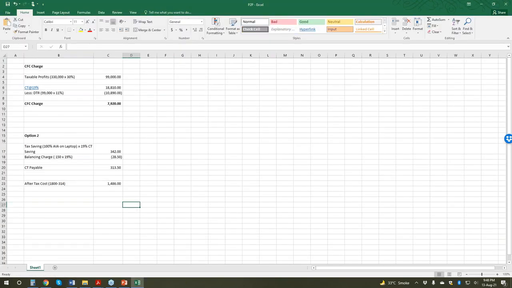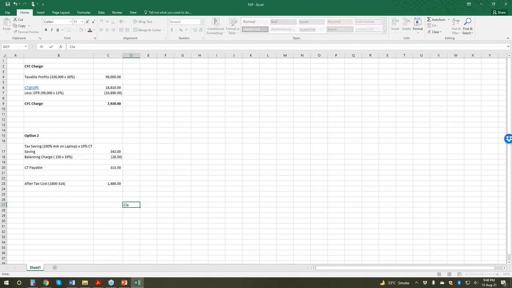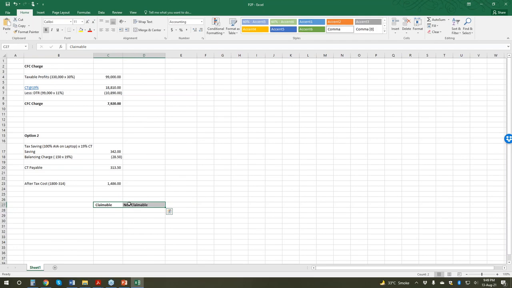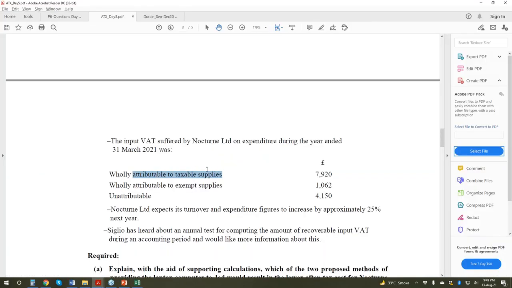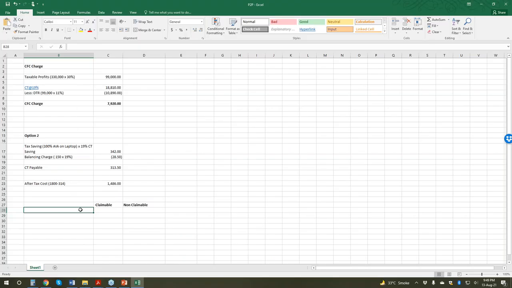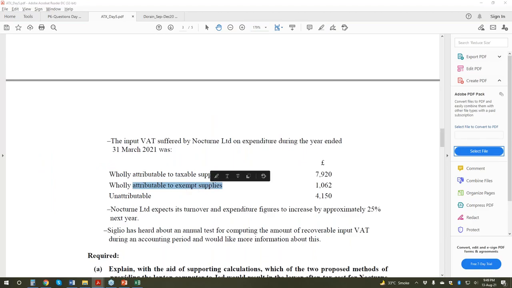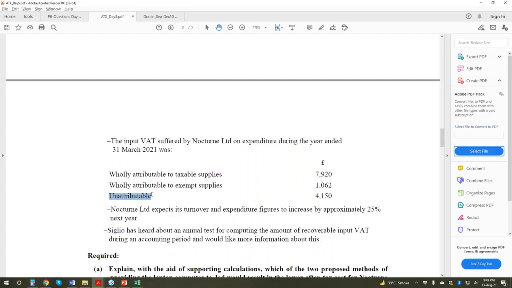Now, I will here just make two columns, that is claimable VAT and non-claimable VAT. This will be our claimable column, and let's say this is our non-claimable column. Now, one by one, the attributable to taxable supplies, I can copy it from here. And when you'll be solving the question, you can copy it from the question as well, rather than typing it yourself. Attributable to taxable supplies, attributable to exempt supplies, and then there is unattributable VAT.